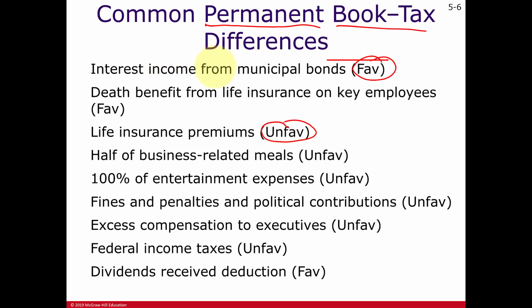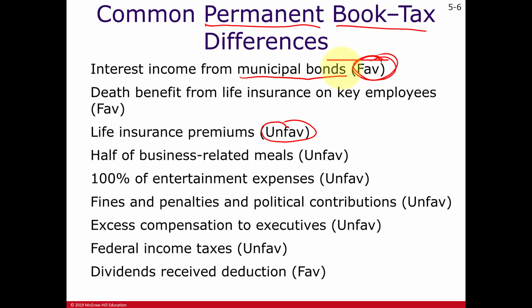So going through this example, and this list is recreated in our textbook, in the case of interest that you earn from investing in municipal bonds, that type of interest is tax-free. It's revenue on the income statement. When it comes time to prepare your income tax return, it's not taxed. It's tax-free. So that's a favorable difference. And it won't turn around in a future year to be taxable. So this is a permanent difference.